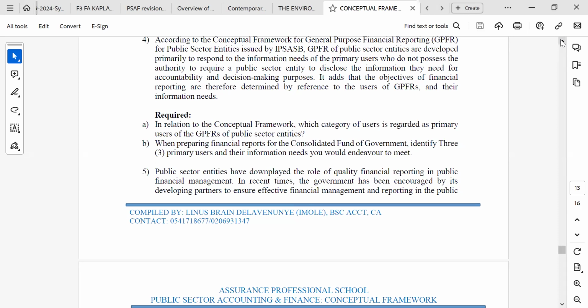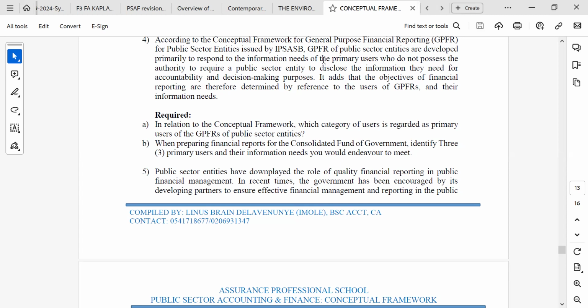The first category of user is what? Okay, the citizens. So what is their informational need? Accountability, to assess accountability and performance, and also to determine service cost information.